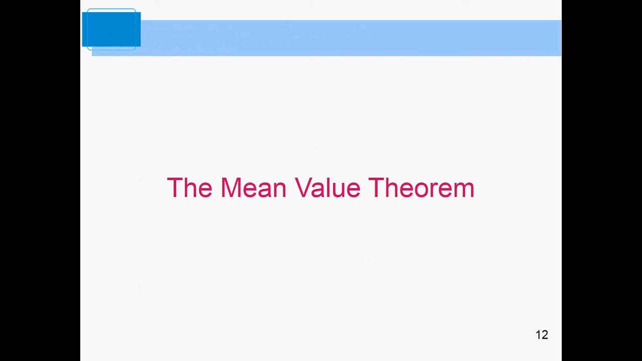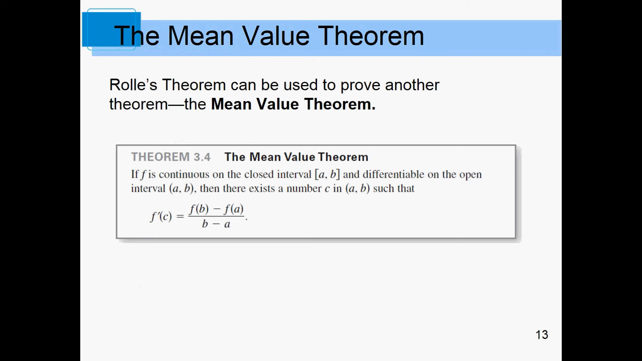Now, the mean value theorem, we don't use very often. It's not a huge part of calculus, but it is important to talk about it. Basically, we're going to use Rolle's theorem to prove this. What we're going to say is that if f is continuous on the closed interval from a to b, and it's differentiable on the open interval from a to b, then there has to be some number c in that interval such that the derivative at that value of c is the same as the slope of the secant line that's created by the endpoints.